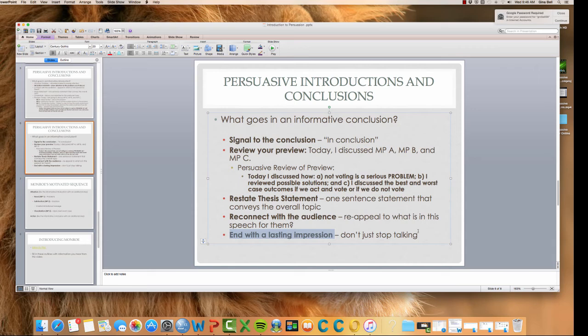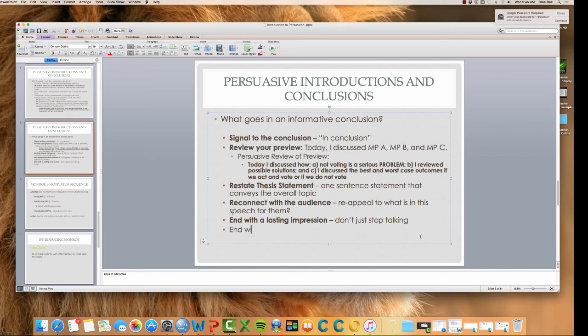However, before you end a persuasive conclusion, the last thing you're going to do is end with a call to action. So you will have a call to action, and then you'll seek to leave a lasting impression. So what do you want the audience to do? So they're listening to your speech. What specifically do you want them to do? And this should be something measurable that's possible for them to accomplish in that period of time.